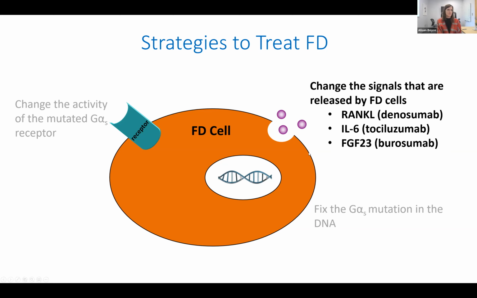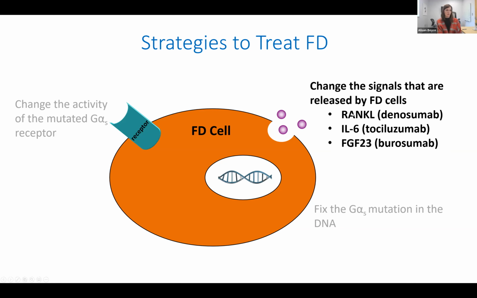And the first strategy I'm going to talk about is changing the signals that are released by the FD cells, because this is where lots of work is going on right now. And this is where I think we have the potential to have therapies that are really going to impact people in the short term. So there's 3 strategies people are using to try to change these signals, and these are the names of the medications that are associated with it.